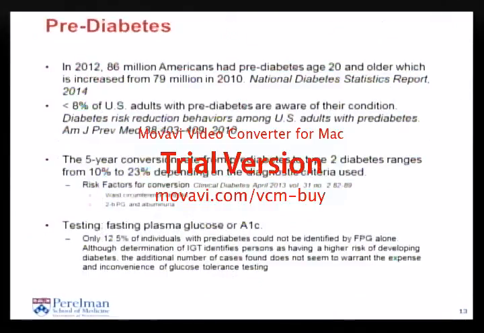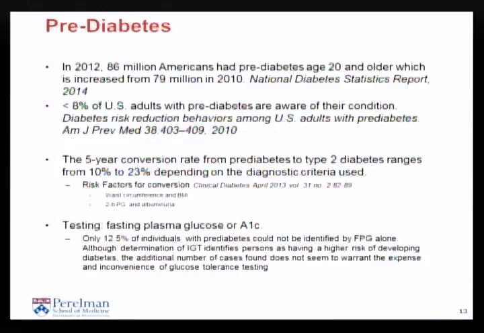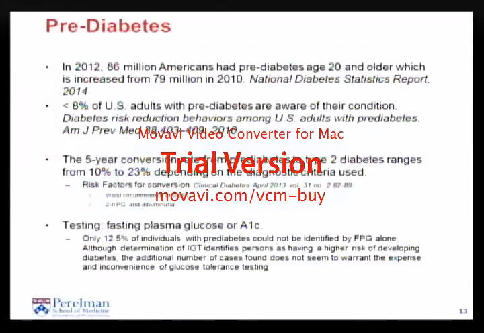Now, in 2012, there were 86 million Americans age 20 and older who had prediabetes, and that's increased from 2010, where we were at 79 million. Less than 8% of US adults with prediabetes are aware of their condition. So it's really important for all of you to look at patients who are predisposed and make sure that you screen them, and we'll go over that. The 5-year conversion rate from prediabetes to type 2 diabetes ranges from 10 to 20.